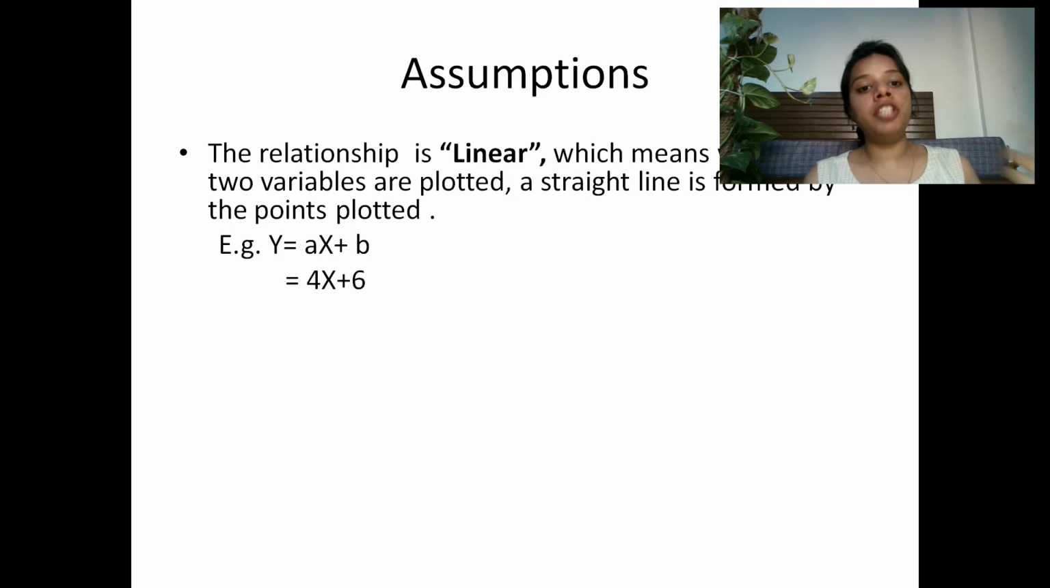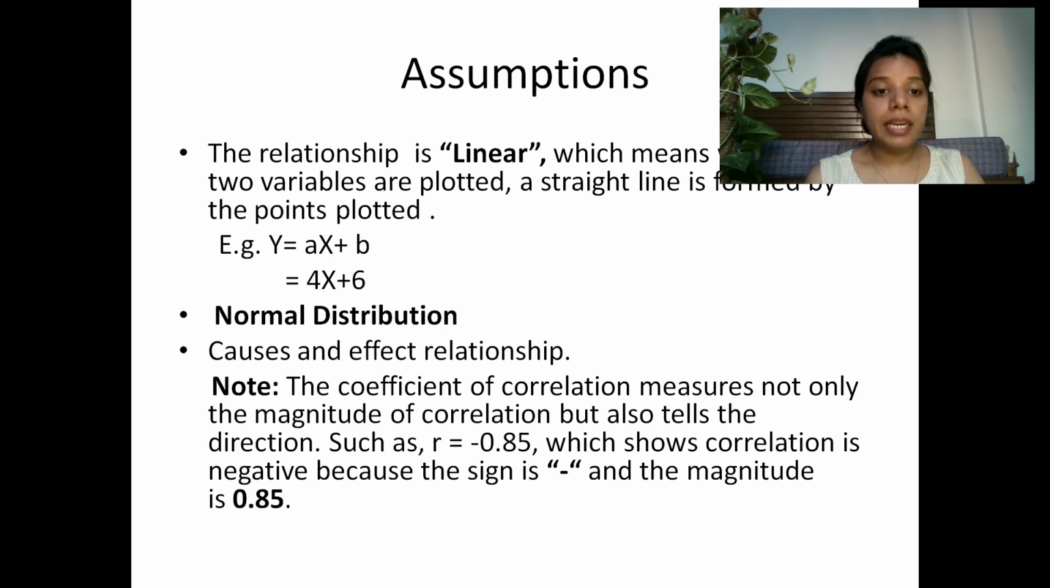And if you change the value of x, you put 1, 2, 3, 5, 6, 7, whatever value you put, it leads to a value of y. So whatever changes you see in the values of x and y, when you plot them in the graph, you can see a single straight line. It means your relationship between the variables is linear. Second, your data should be normally distributed.